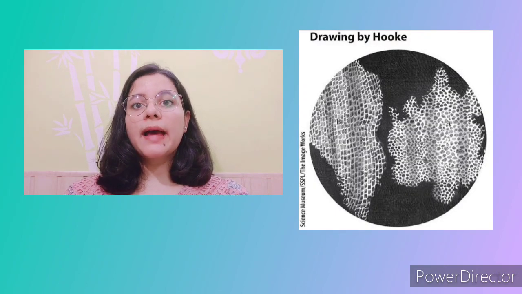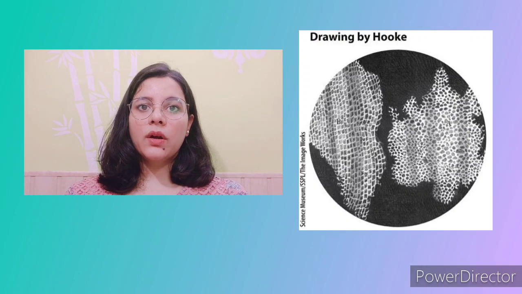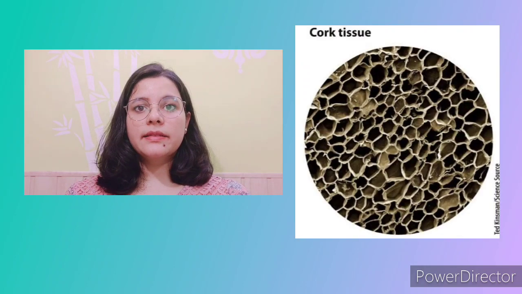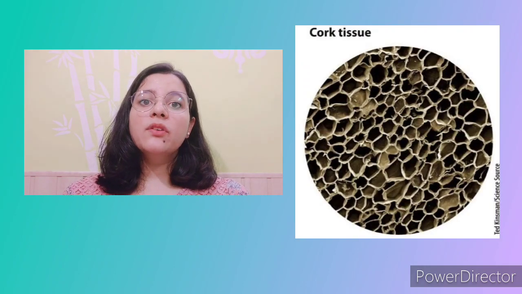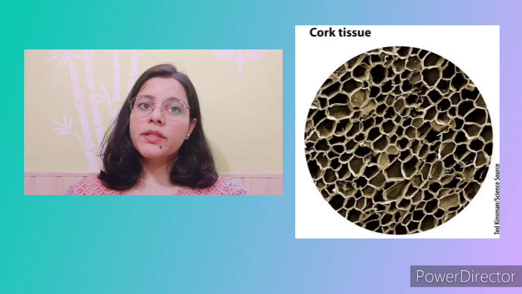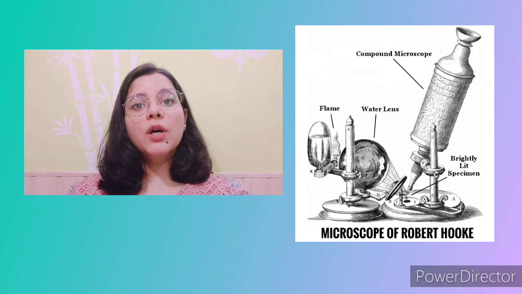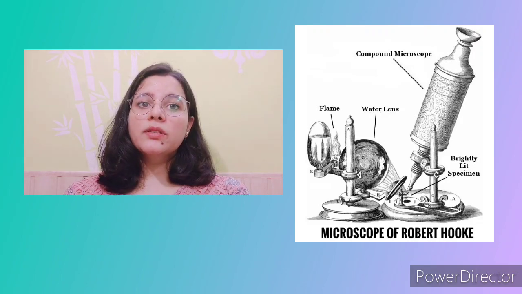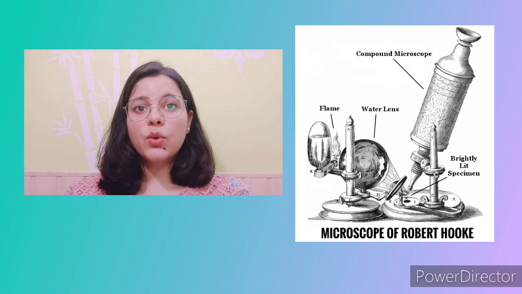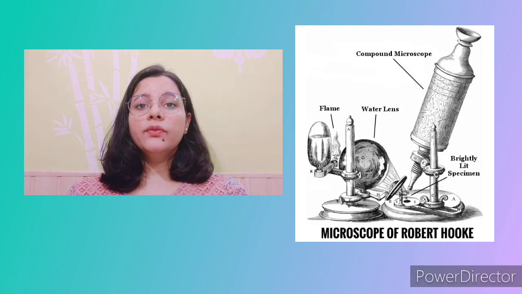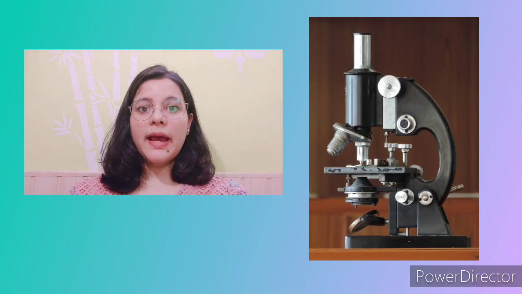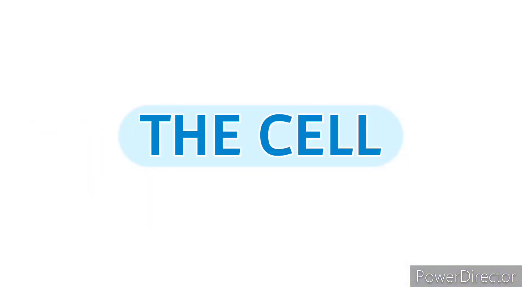What Hooke observed as boxes or cells in the cork were actually dead cells. After the development of better microscopes, it was possible to observe the cells of live organisms. After Hooke's observations, little was known about the cell for the next 150 years. Because of the improved microscopes with great magnification, we know a lot about cell structure and functions today.